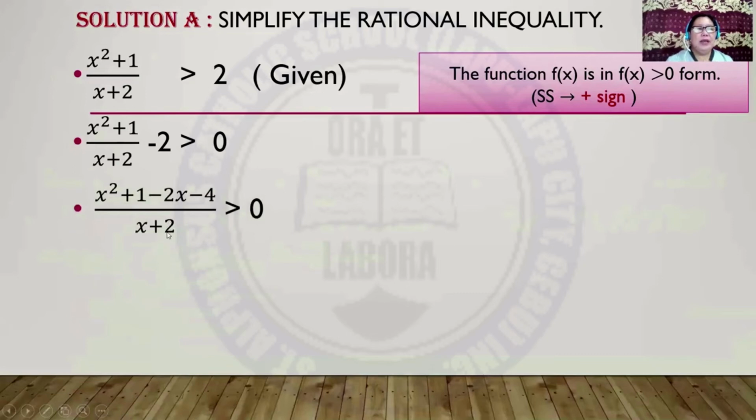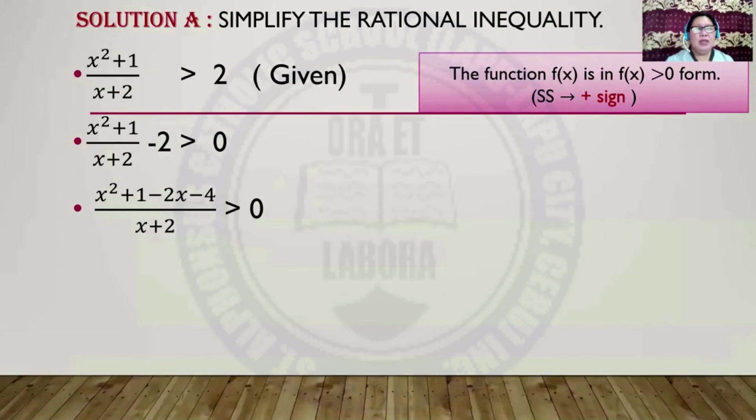And we have to find the LCD. The denominator of this is x plus 2. The denominator of negative 2 is 1. And the denominator of 0 is 1. So the LCD is x plus 2. x plus 2 divided by x plus 2 is 1. Times x squared plus 1, we have x squared plus 1. Then x plus 2 divided by 1 is x plus 2. Times negative 2, we have negative 2x minus 4.